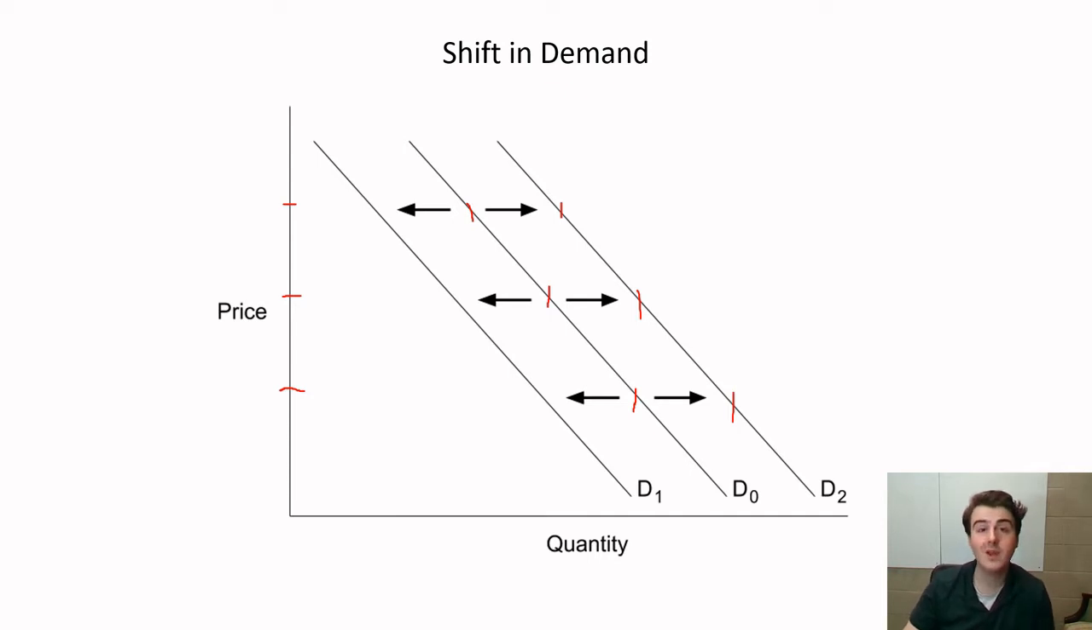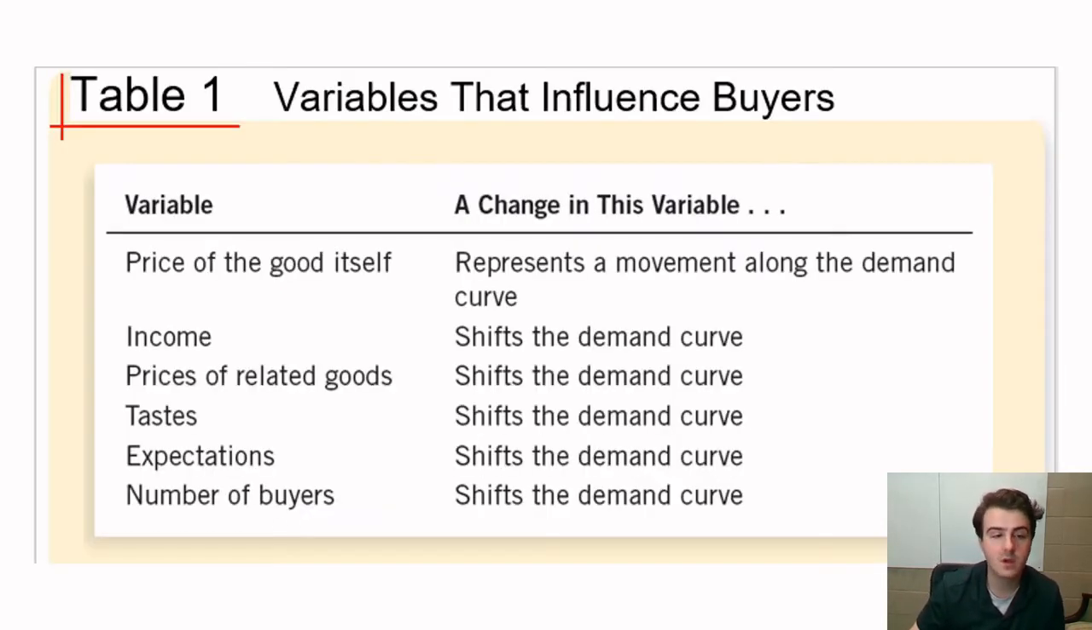Let's dive into what kinds of things might shift demand. Remembering our top one here, the price of the good itself doesn't change the whole curve. It just moves us along the curve, just changes the quantity demanded, not the whole demand relationship. Okay. So here is your whole list of everything that can influence buyers, that can shift demand for us.